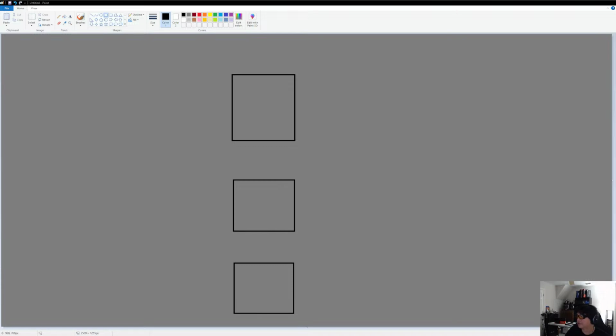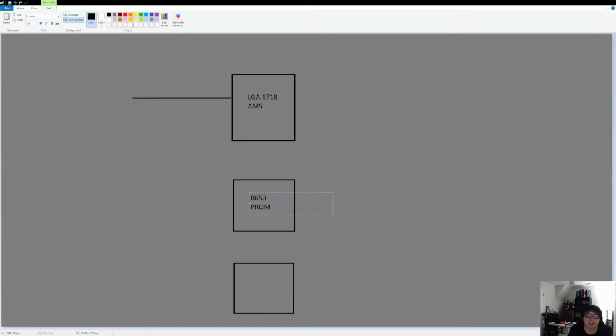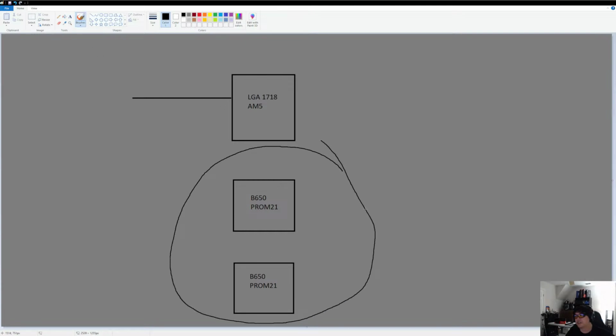So, when we talk about Intel, we'll do this one first, and then we'll do the Intel one next. So, this up here is LGA 1718 AM5. That's the CPU. This down here is B650, also called Promontory 21. That is the code name. B650 Prom 21. These together, like I said in a previous video, these 2 B650s equal X670.